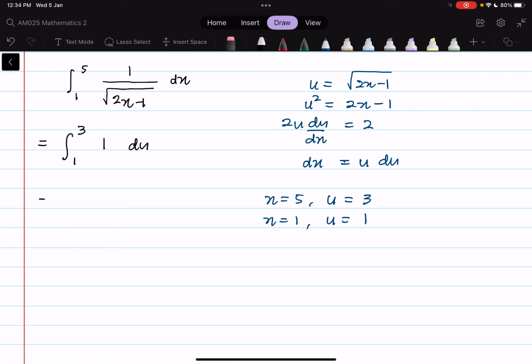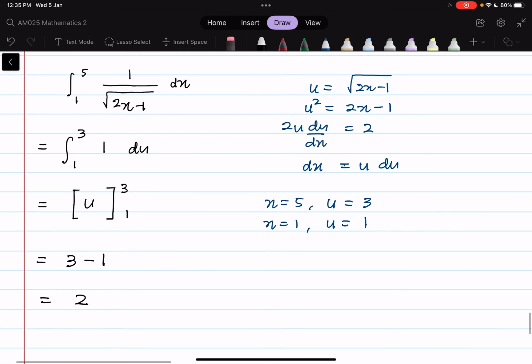So if we integrate 1, we're going to get u, and we substitute the limits 3 and 1 into u, we're going to get 3 minus 1, which is 2. That's it.